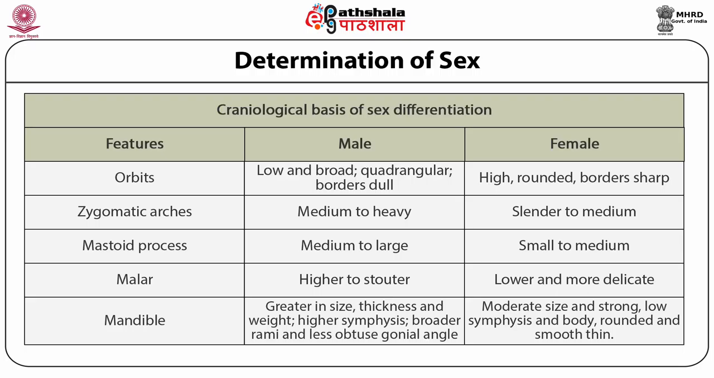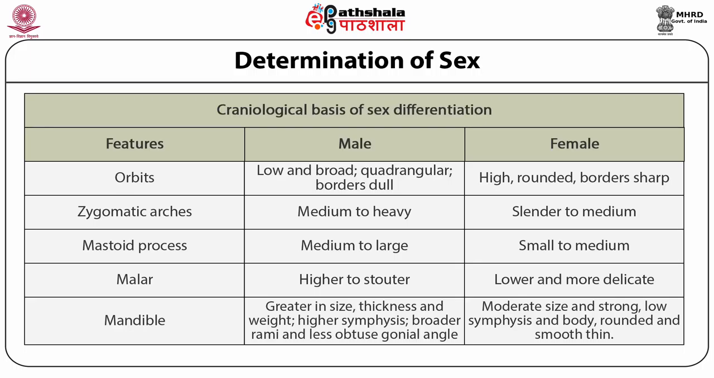But the important one, first, is the frontal. In the case of male, it is sloping or slanting or receding. In the case of female, it is vertical. Then comes orbits. They are squarish in the case of males and rounded in the case of females. Zygomatic arches are always heavy or medium to heavy in the case of males. And then parietal and frontal eminences are prominent, right?